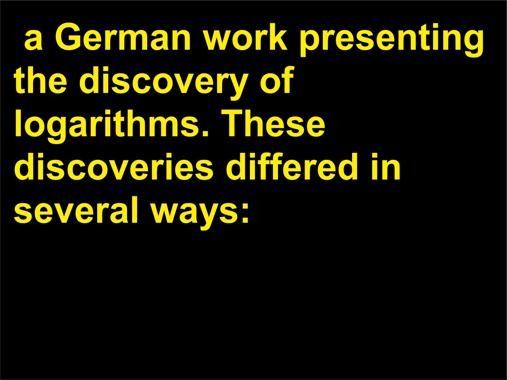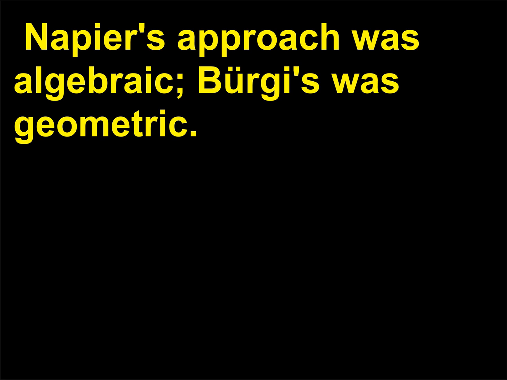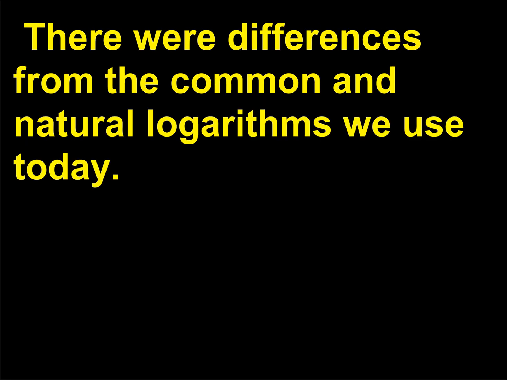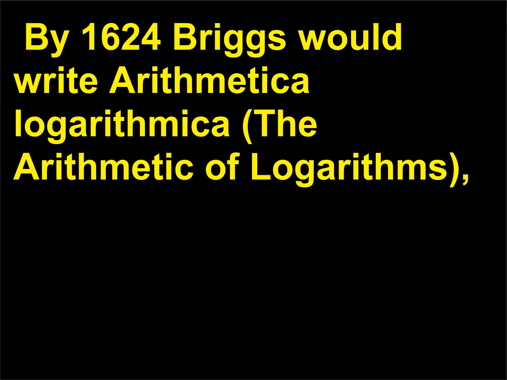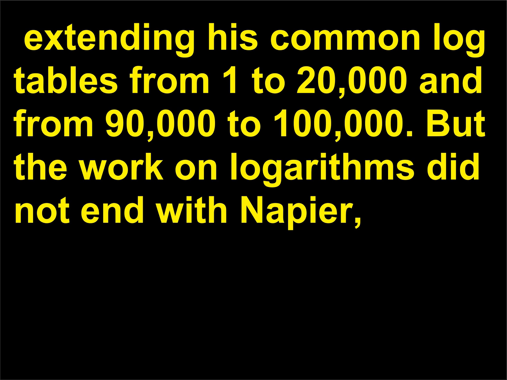These discoveries differed in several ways. Napier's approach was algebraic, Bürgi's was geometric. There were differences from the common and natural logarithms we use today. And neither Napier nor Bürgi mentioned the concept of a logarithmic base, something that Briggs presented. By 1624 Briggs would write Arithmetica Logarithmica, the arithmetic of logarithms, extending his common log tables from 1 to 20,000 and from 90,000 to 100,000.